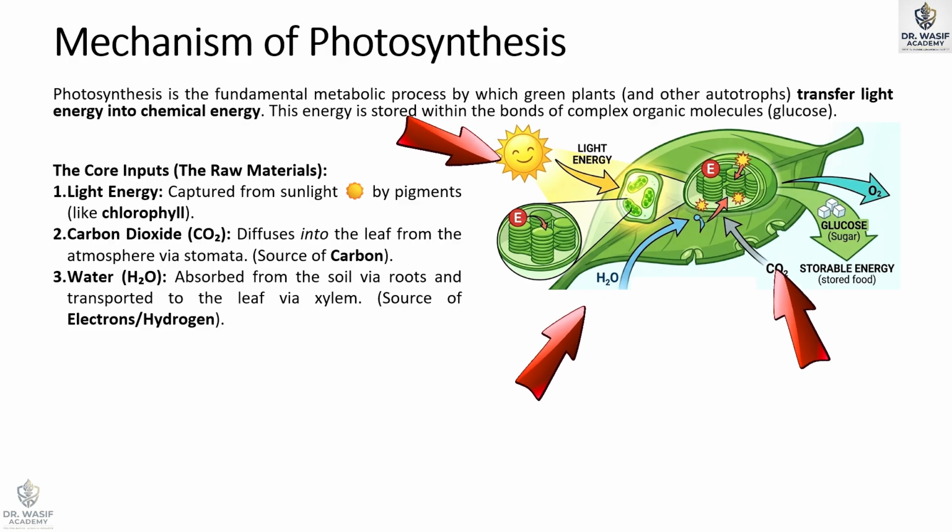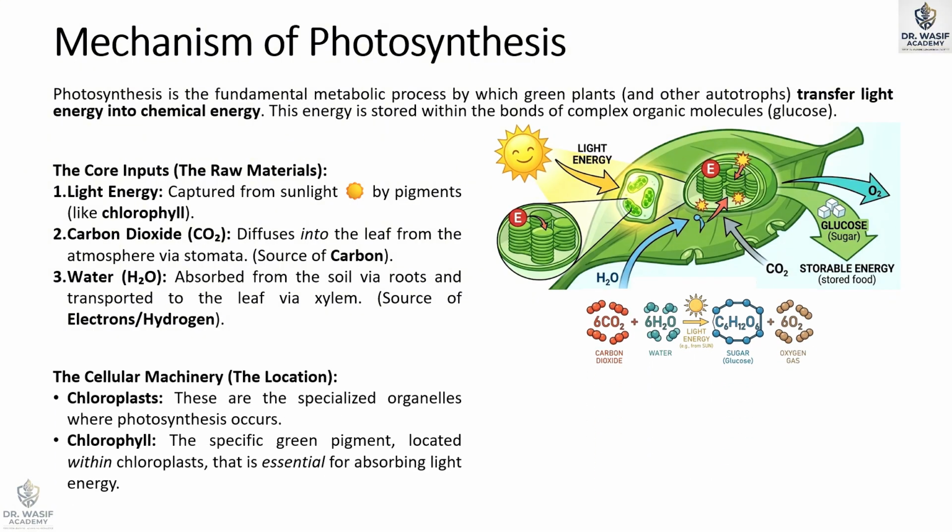So, where does this all happen? It happens in the chloroplast. These are specialized organelles. Think of them like the machinery inside the plant cell. Inside these chloroplasts, you will find chlorophyll. This is the green pigment which acts like a solar panel to trap the light. You should remember the chloroplast is the place, but the chlorophyll is the tool.